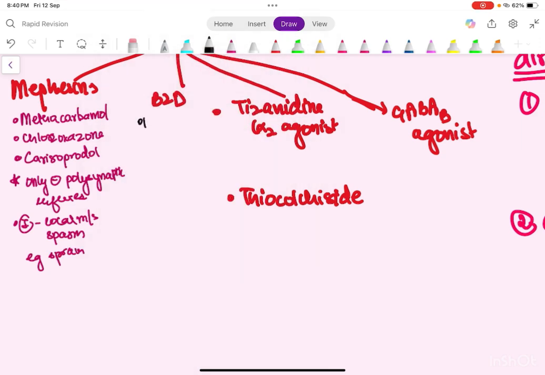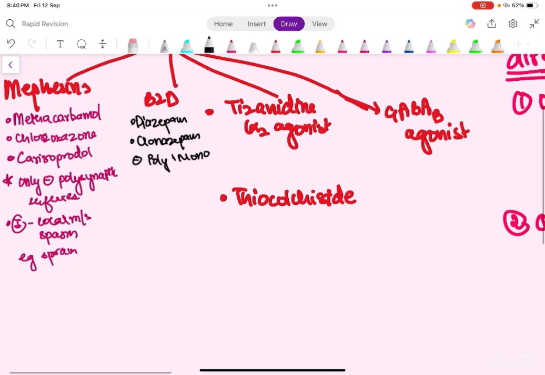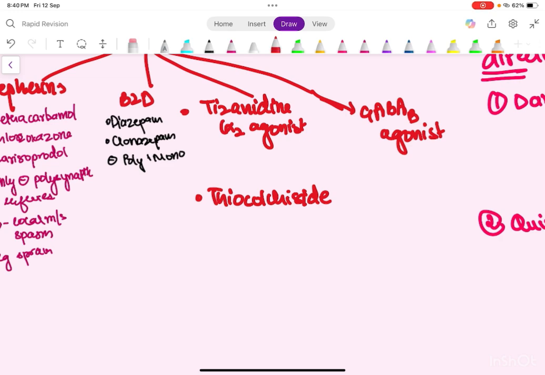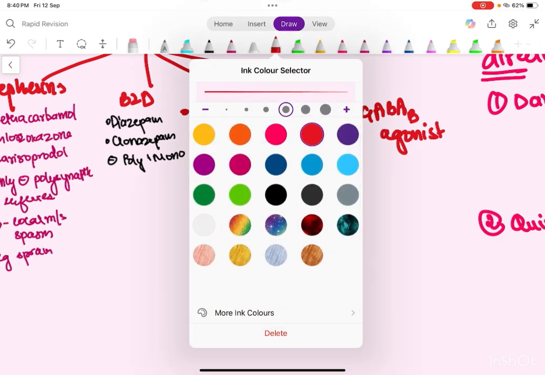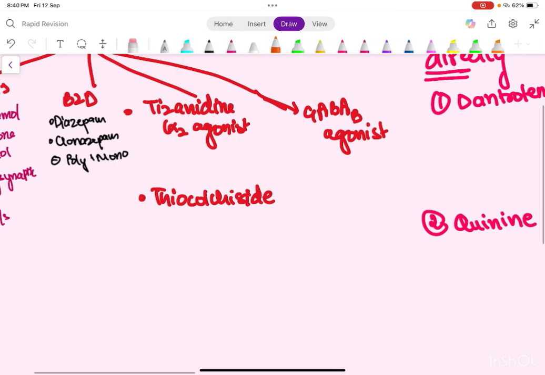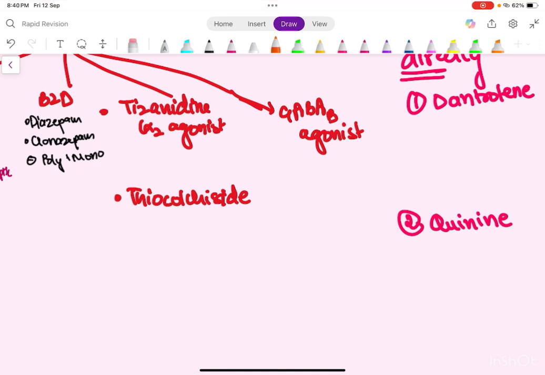Then coming on to benzodiazepines. In benzodiazepines we have diazepam, clonazepam. Now they inhibit both poly and monosynaptic reflexes. Okay, then coming on to tizanidine, which is the alpha 2 agonist. Now basically it inhibits the excitatory neurotransmitter.